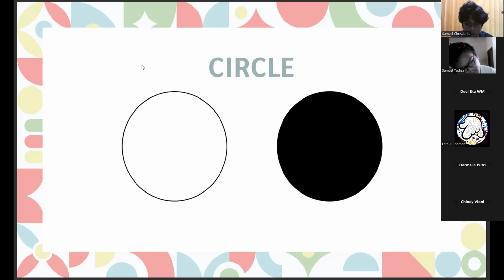Okay, so welcome to the circle section. We got two shapes, left one and right one. So which one is actually the circle? Or are they both the circle? To answer this question, we have to know what is actually a circle.